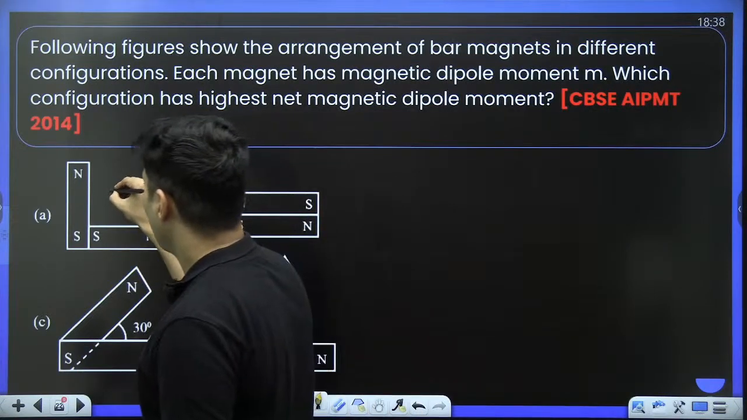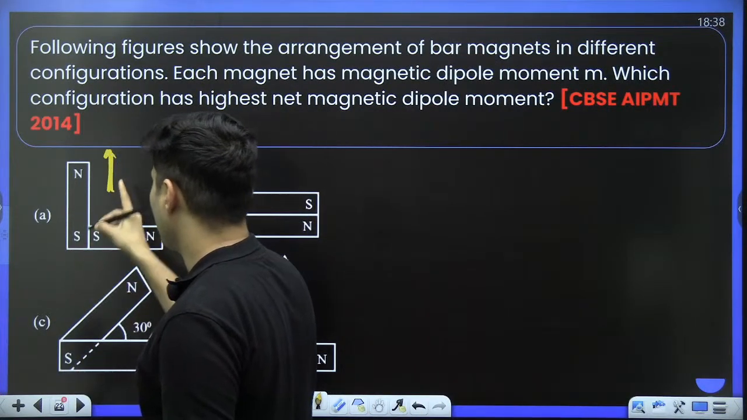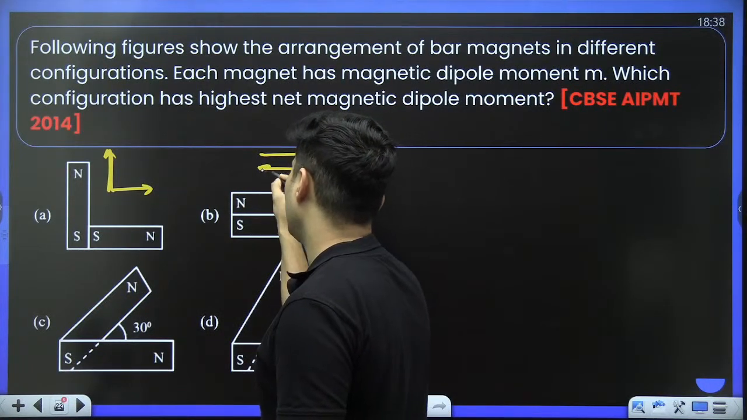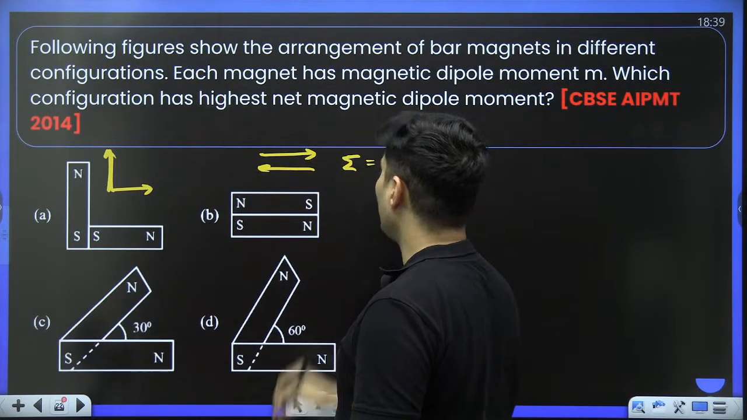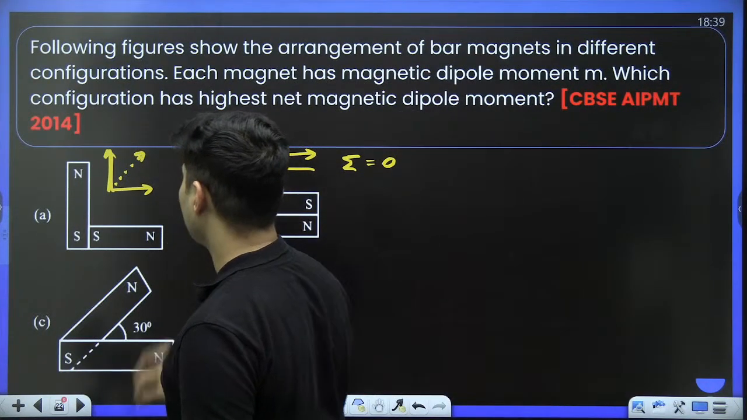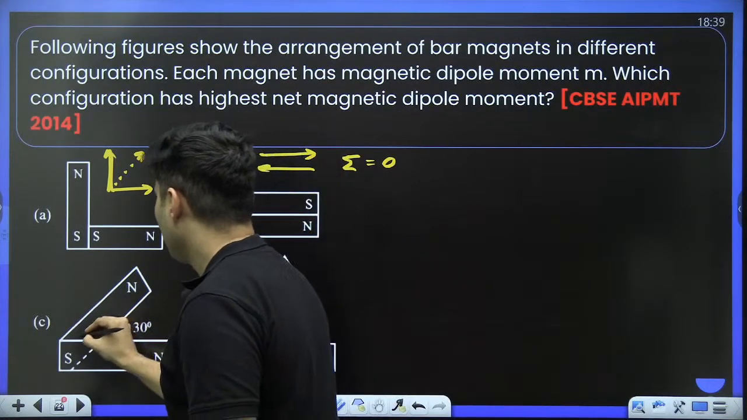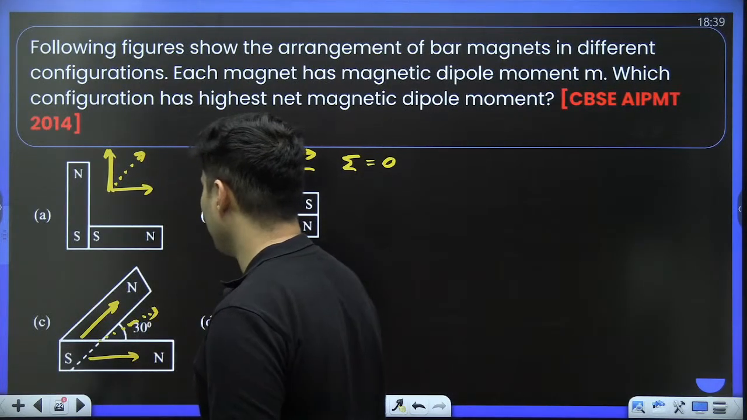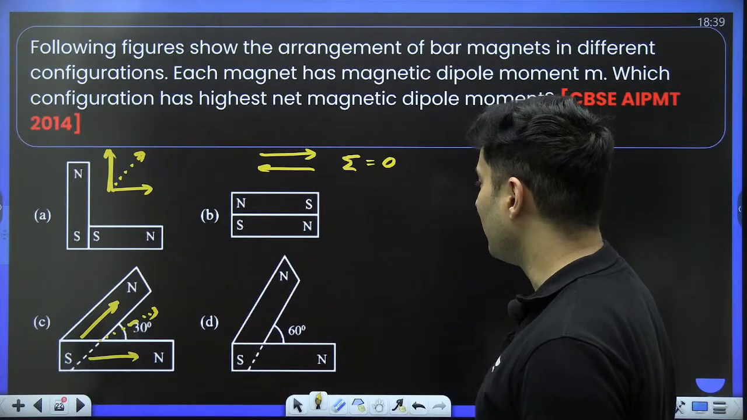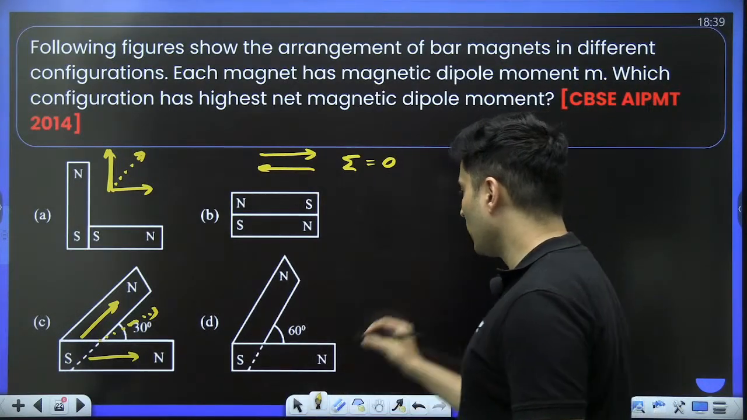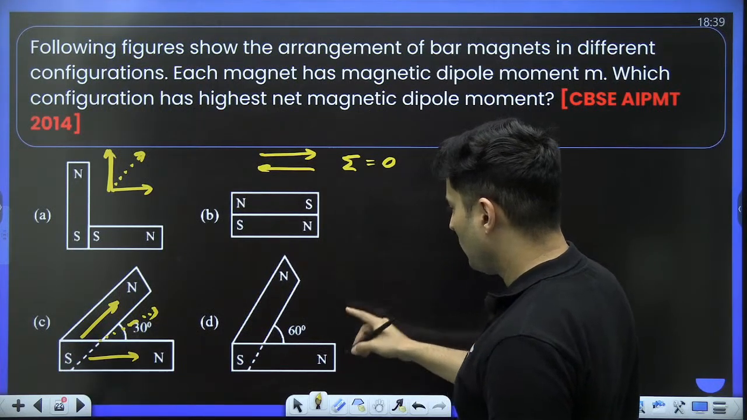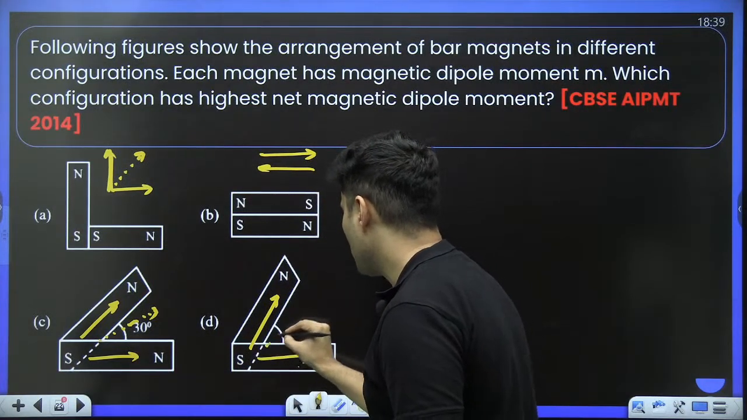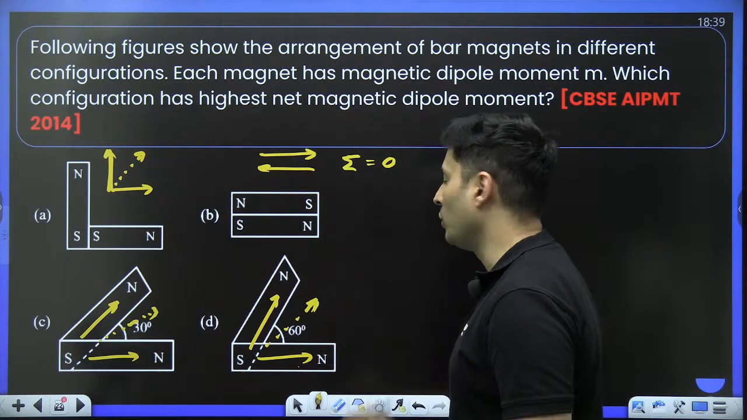In this situation, one magnetic dipole is here, one magnetic dipole is here. In this case, one is like this, the other one is like this. In fact, here the net will be zero. In this case, the net will come out to be here. In this case, both the dipoles are arranged at 30 degrees, so the net will be somewhere over here. And in this case, if you notice, south to north, this is 60 degrees, that's all. The angle has changed. So now this will be the net magnetic dipole moment.